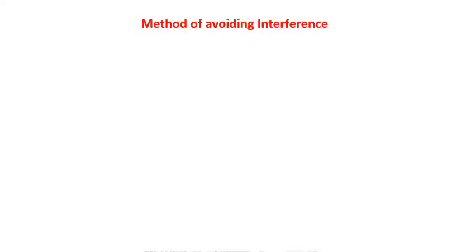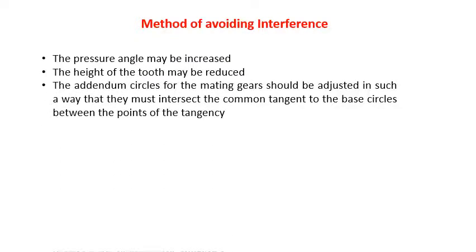Next, there are some standard methods by which we can avoid the interference. One is that the pressure angle may be increased. What happens if we increase the pressure angle? Pressure angle means the angle between the common normal and the common tangent. So if we increase the pressure angle, there is a slight increase in the point of contact between the two mating gears. Therefore, we can avoid the interference.